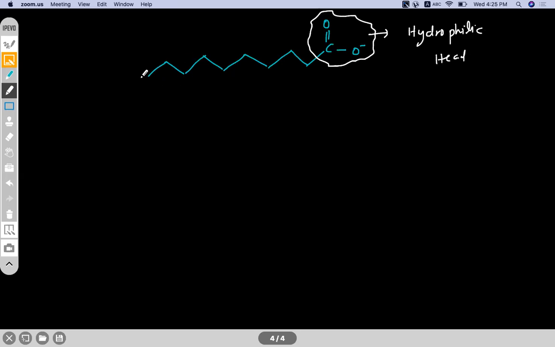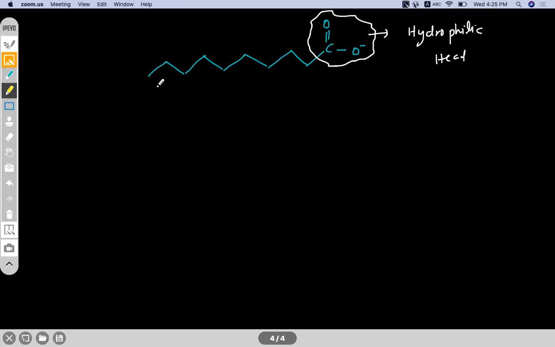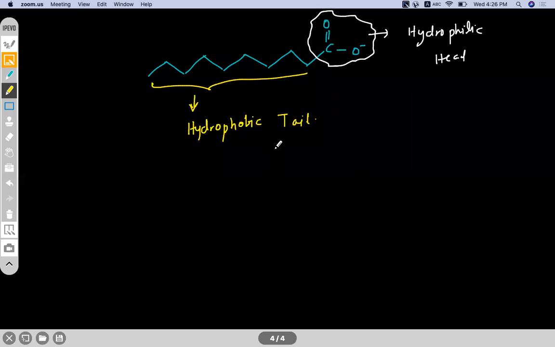And this entire part, the carbon chain that you have, is a hydrophobic tail. Hydrophilic head, hydrophobic tail. So this is water repellent, and this is water lover. When you dissolve this in water, this end is towards the water, and this hydrophobic part is away from water initially.